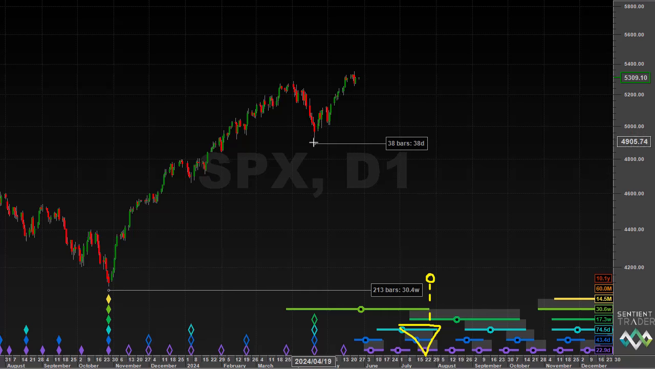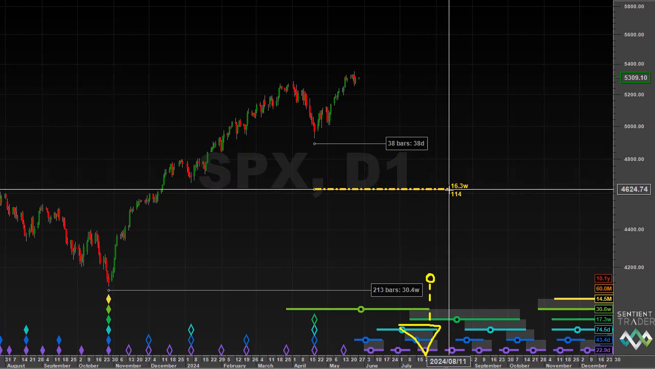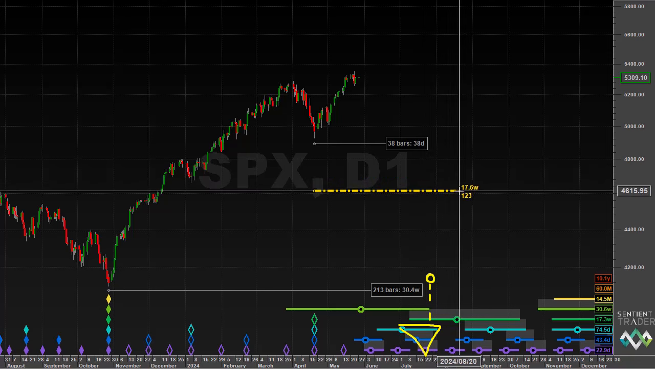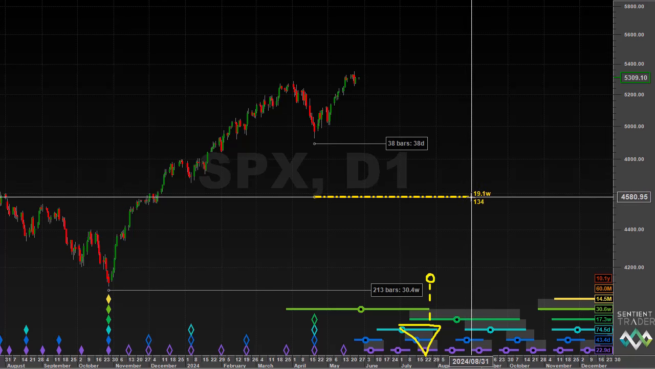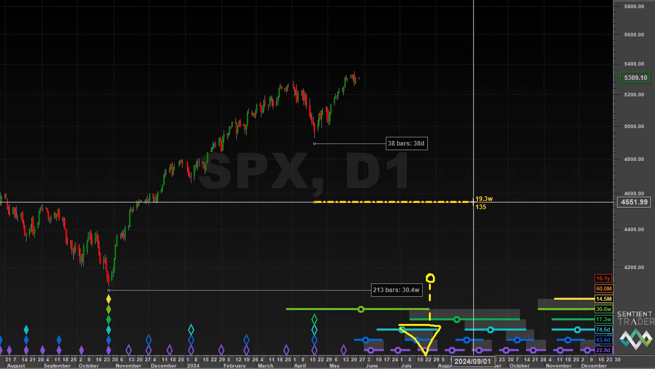The next possible position for that 40-week cycle trough is to measure forward the average length of a 20-week cycle from the most recent 20-week cycle trough. That is 136 days forward from the middle of April, and that positions us right over here at the beginning of September.